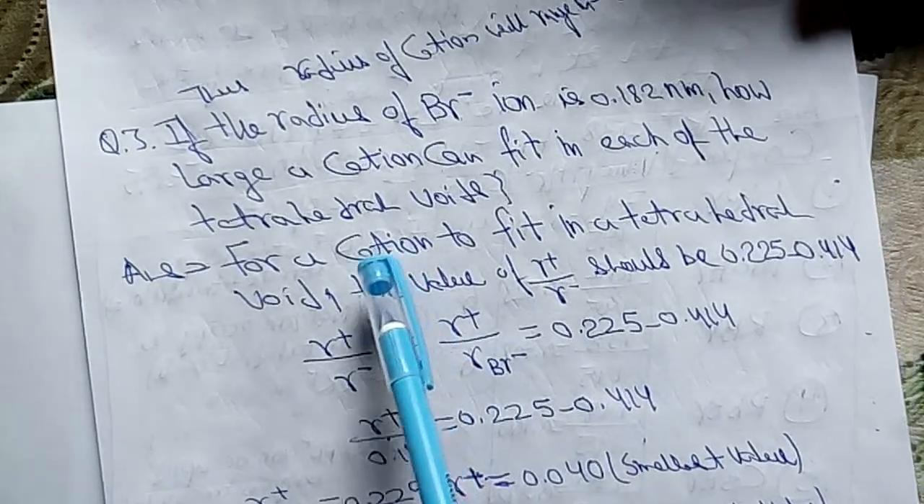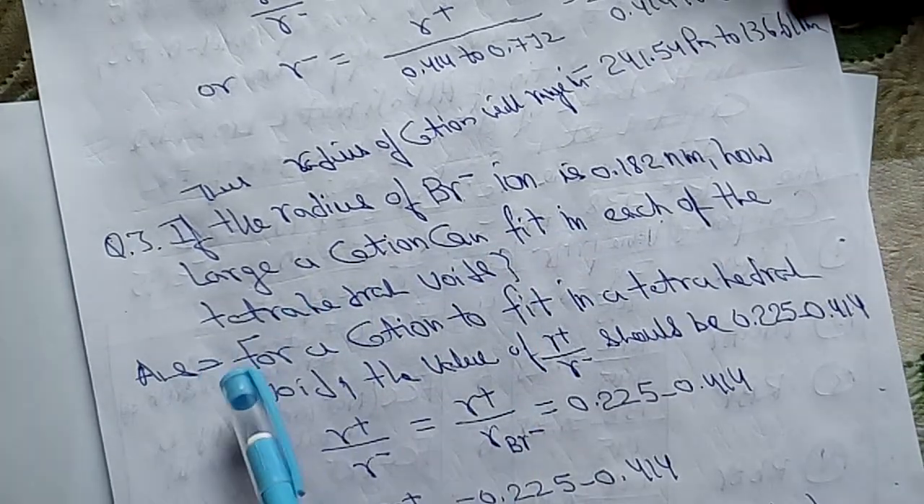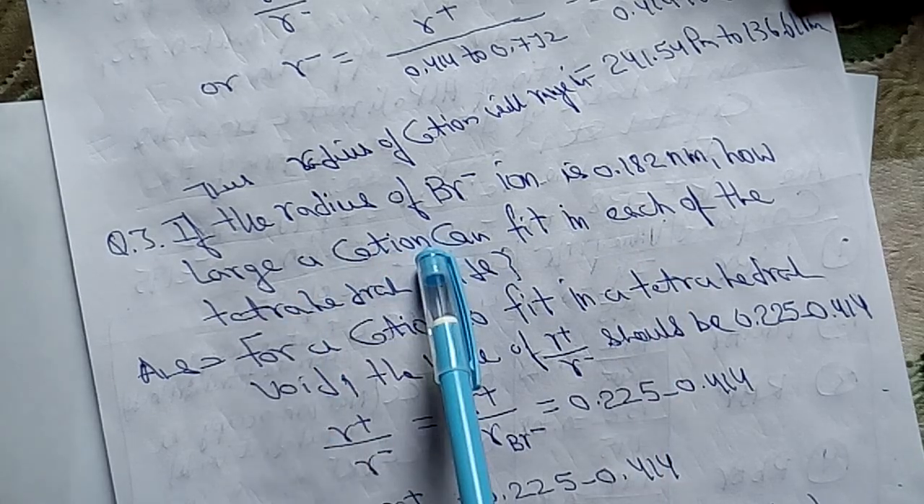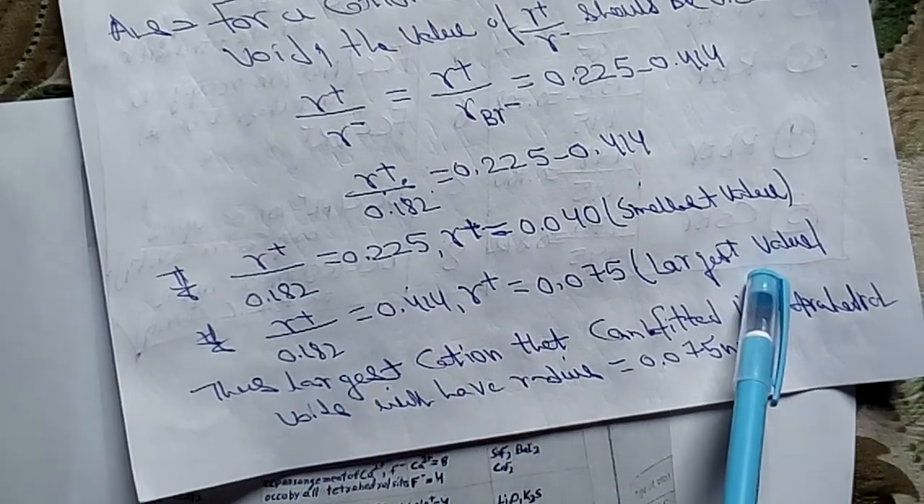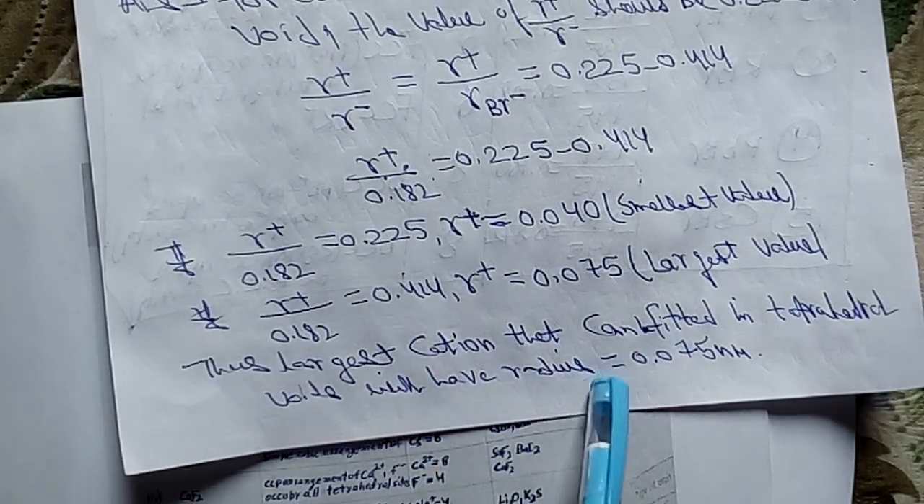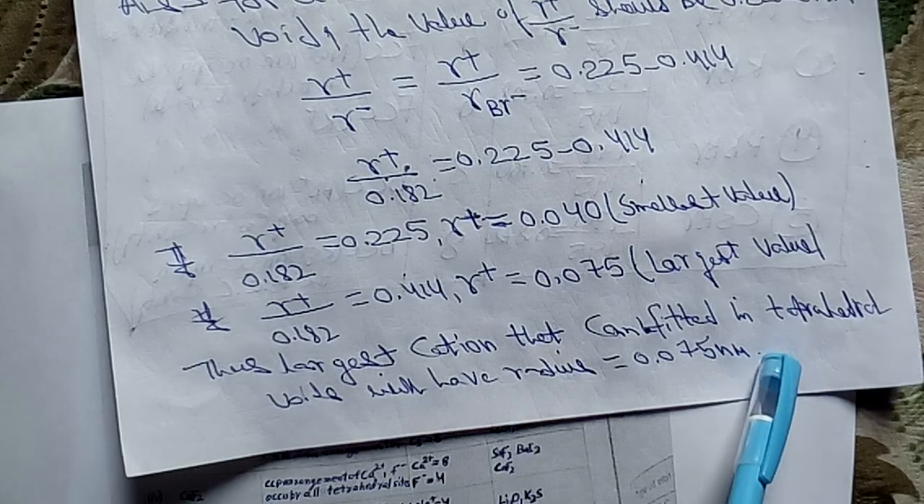So what was the question asking for? The question was asking for the radius only. What is the radius of the largest cation? For the largest cation we have to take the largest value. So the largest cation that can fit in a tetrahedral void will have radius 0.075 nanometer. One more question.